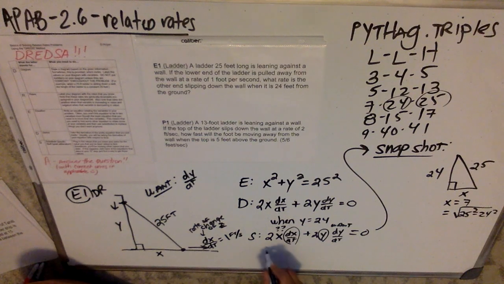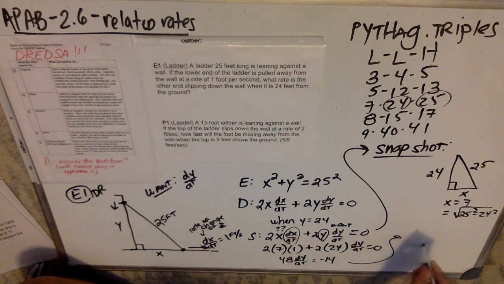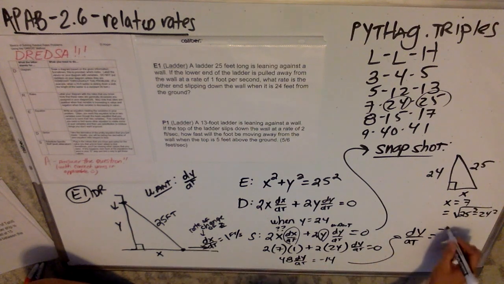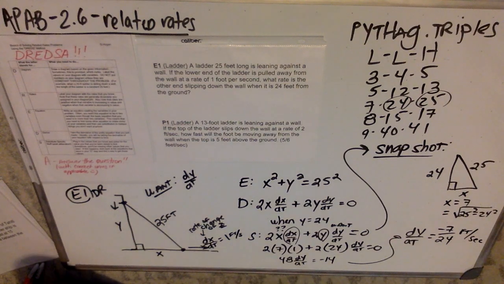So now when I substitute in, I get 2 times 7 times 1 plus 2 times, what did we say y was? 24, dy/dt equals 0. Now, I could have also solved for dy/dt first if I want. I didn't bother. When I move this 14 over, right, I'm going to get 48 dy/dt equals negative 14. I might cancel the 2. You don't have to, right? You can cancel a 2 out of the 14 and a 2 out of the 48 and get negative 7/24 feet per second. But that's not the answer to the question, right?